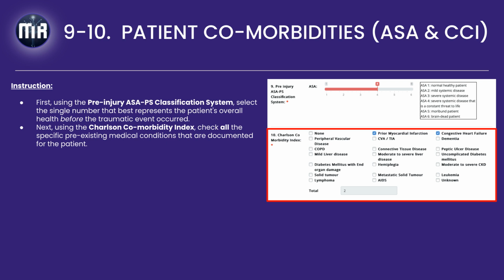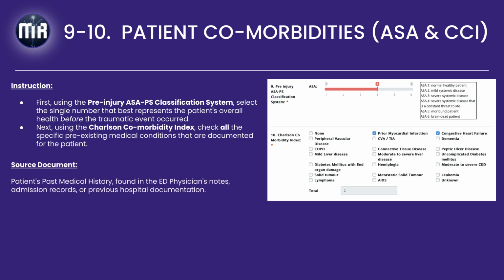Next, for field number 10, the Charlson Comorbidity Index, you will see a multi-select checklist. Here, your task is to check all the specific pre-existing medical conditions, such as prior myocardial infarction or diabetes, that are documented in the patient's record. The source document for both of these fields will be the patient's past medical history, which is typically found in the emergency department physician's notes or the hospital's admission records.